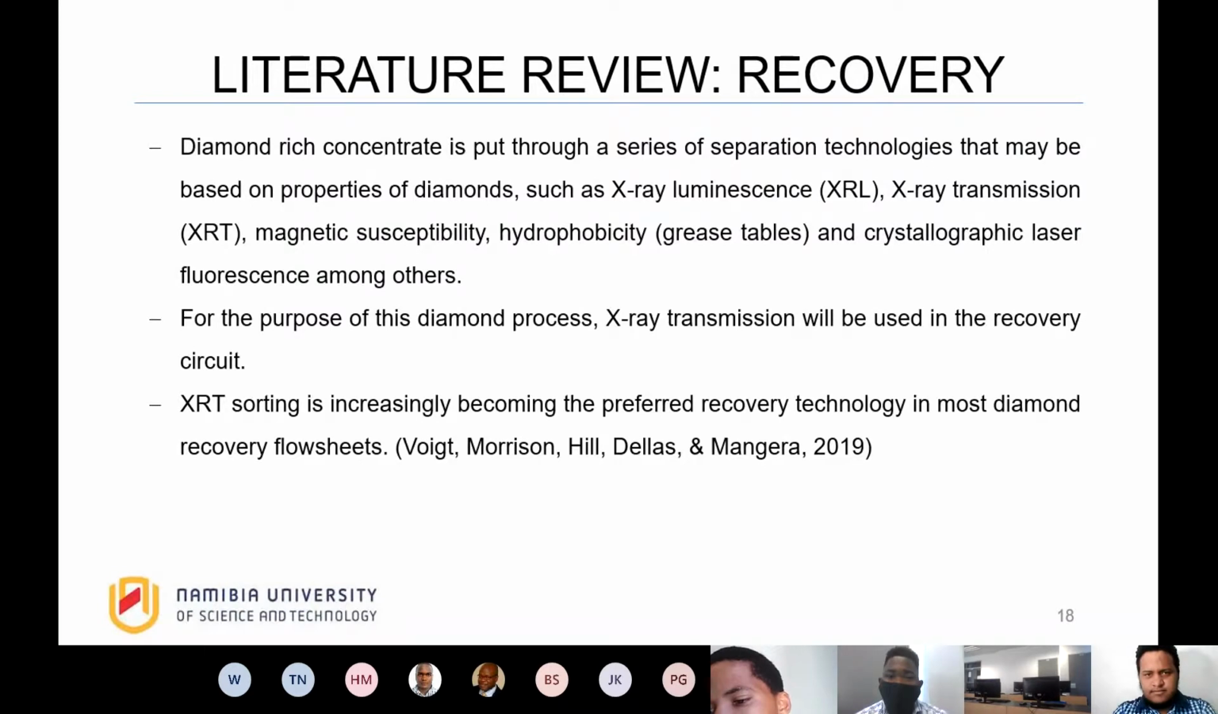Your diamond-rich concentrate is put through a series of separation technologies that may be based on the properties of the diamonds. In this case, the technologies they use are X-ray luminescence, which is based on the ability of your material to emit light. Then you have X-ray transmission, which is your XRT, magnetic susceptibility, hydrophobicity, which then uses grease tables, and crystallographic laser fluorescence, among others. Now, for the purpose of this diamond process, we opted to use X-ray transmission in our recovery circuit.